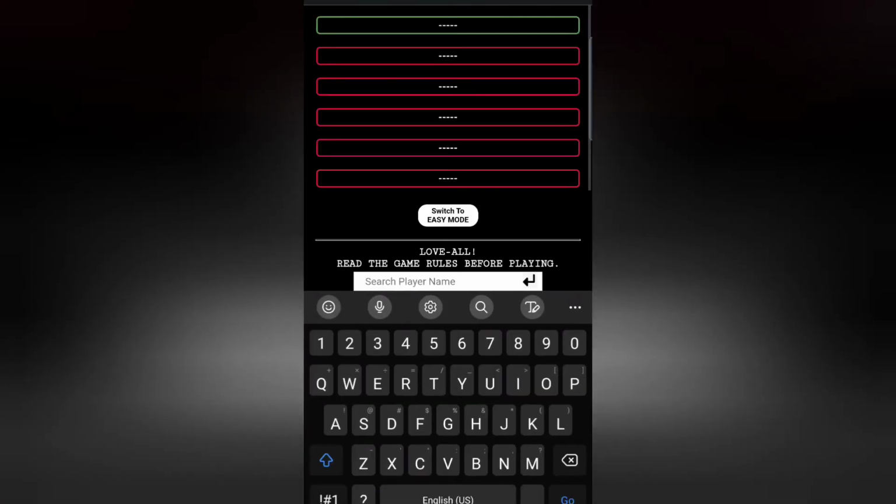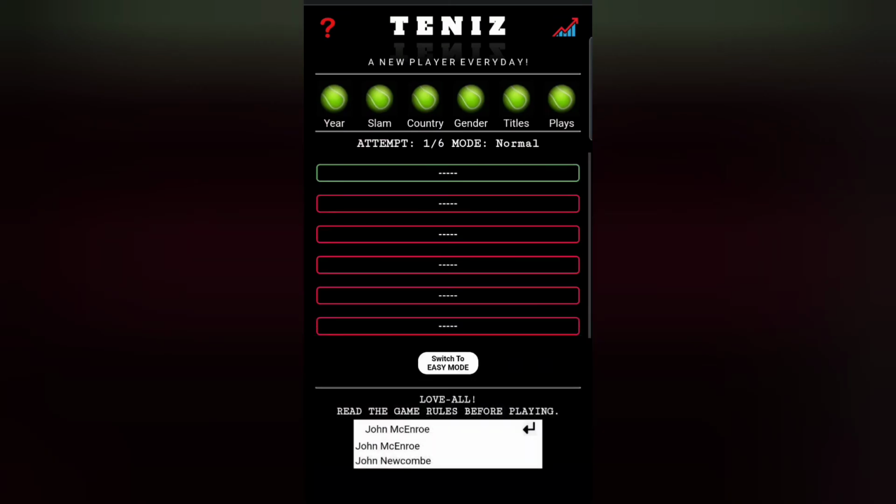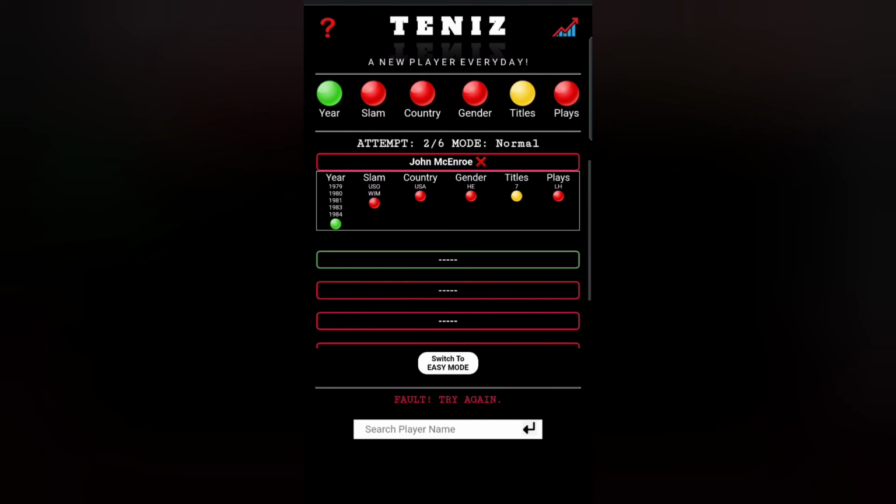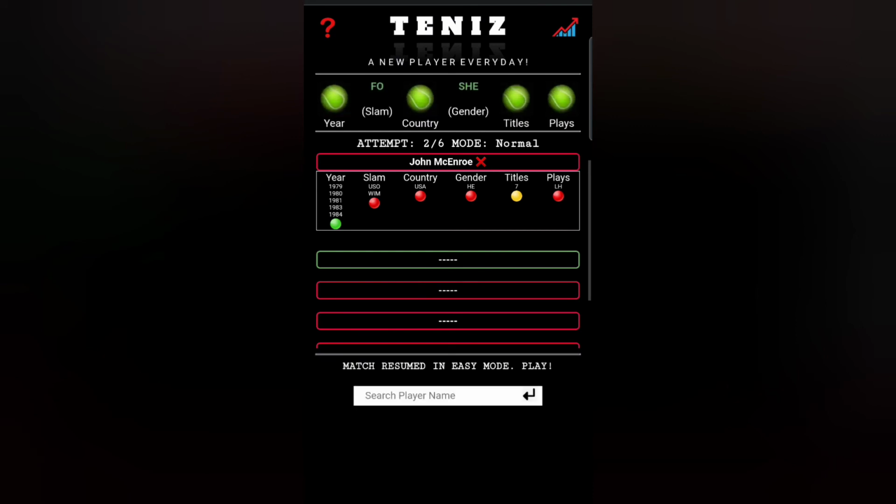I just want to show you guys the other modes available. So yeah, it is not John McEnroe. And I'm going to hit the switch to easy mode. Just pay attention to the top indicators, what happens. When I hit that, you can see that the top indicators are now flipped to the tennis balls, and two of those indicators have already opened up.